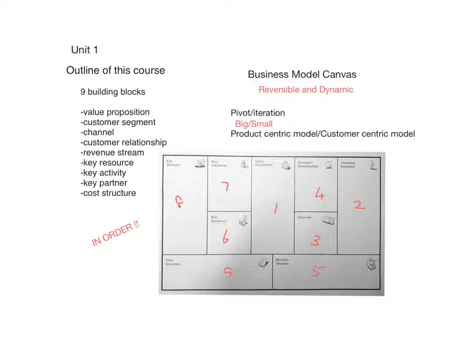Unit 1 also includes some terms for business, such as pivot and iteration, which mean a big change and a small change for a business. Also the product-centric model, which refers to startups that focus on the product, and the customer-centric model, which is when the startup focuses on customers. So they do a lot of customer interviews and collect their feedback. From Unit 2 to Unit 10, each unit is going to introduce one of the building blocks on the canvas.